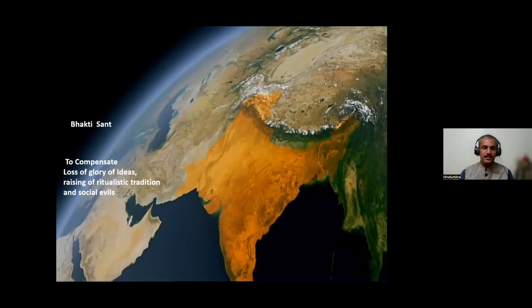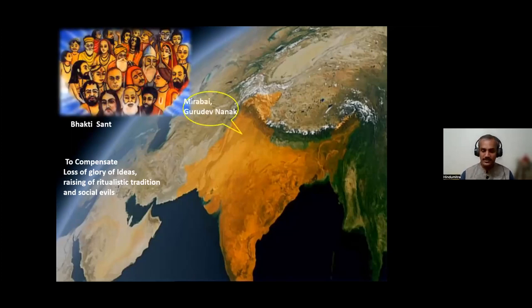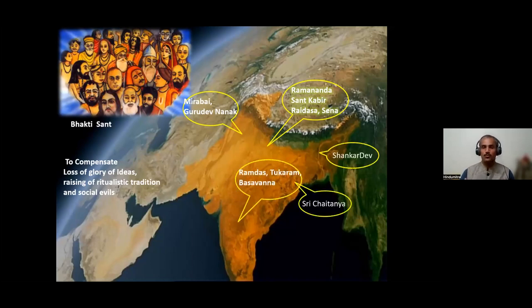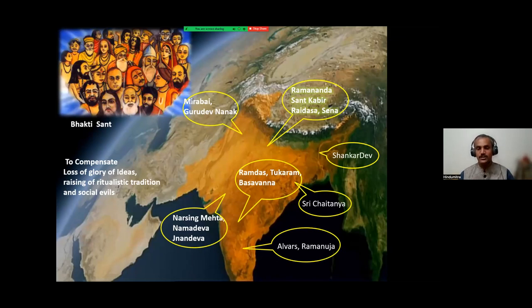So to compensate for this loss after the 12th century, various gurus came, what we call the bhakti saints. They rekindled that spirit, that our tradition was ancient and we are not what they were experiencing at that time, the tyranny and the destruction. They gave people hope that they belong to an ancient civilization of great glory. That is the contribution of all the bhakti saints. From Kashmir to Tamil Nadu, we have various people who came across.